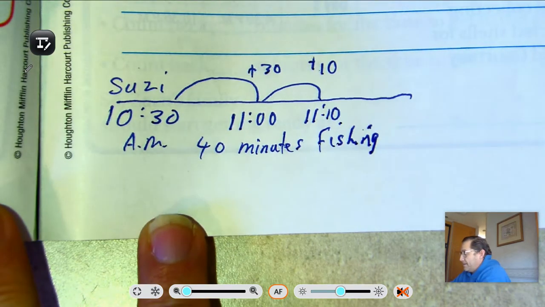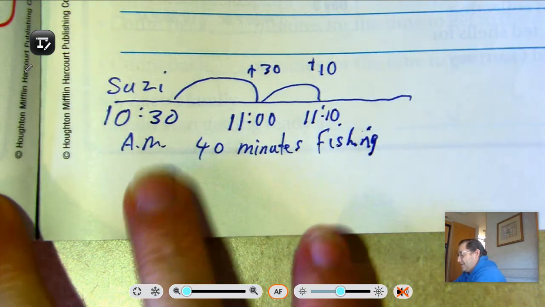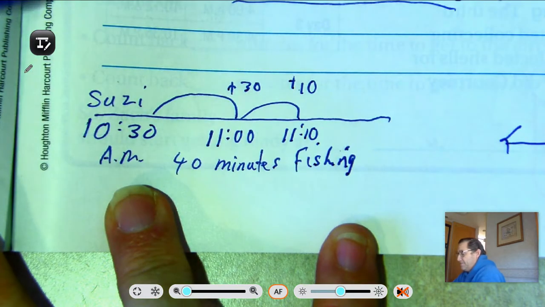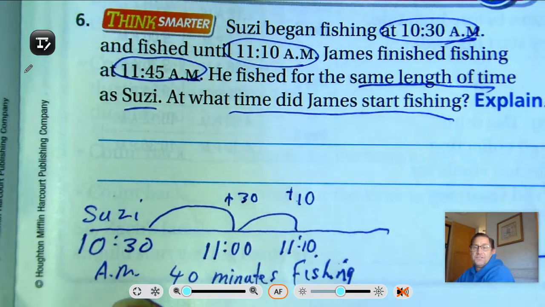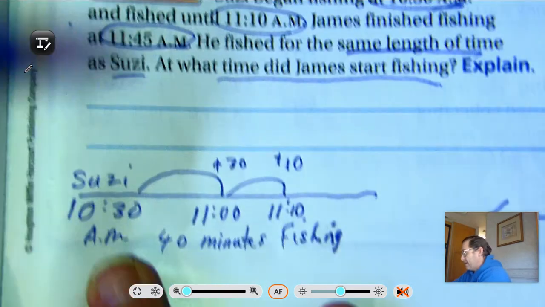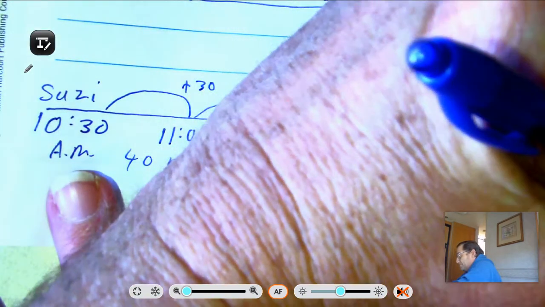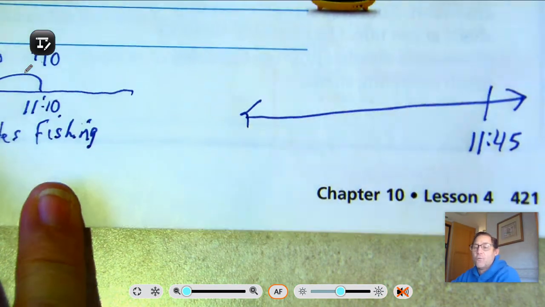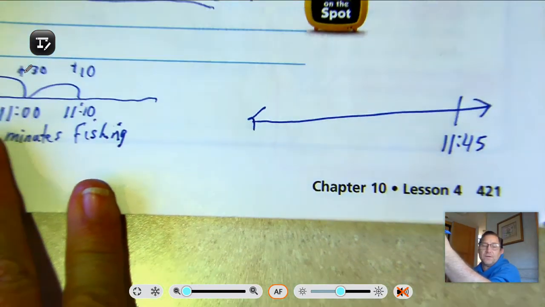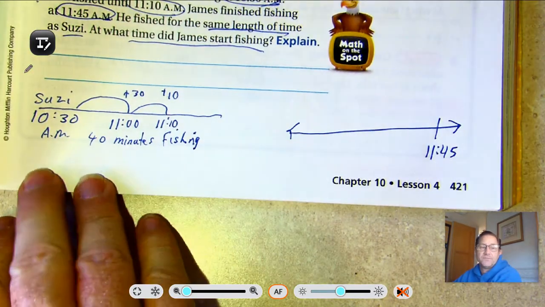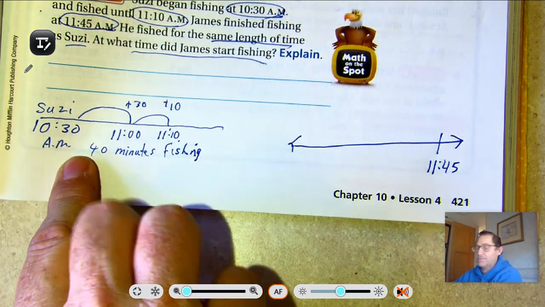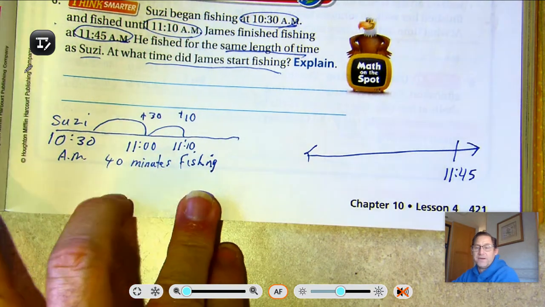So if James did the same thing, it said he finished fishing. James finished fishing at 11:45 a.m. So let's find 11:45 on our number line, and we're going to jump back 40 minutes. Why are we jumping back 40 minutes? Because the problem told us that he fished the same amount of time as Susie. All right, so let's just go back 40 minutes.